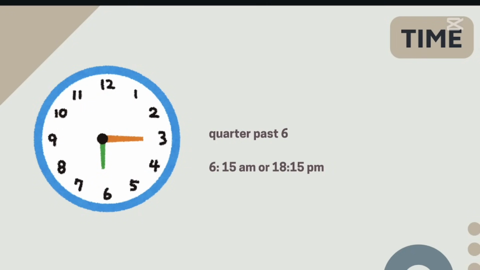So I have here also another example. So the hour hand of the clock is pointing now on 6. So this is quarter past 6, or simply 6:15 a.m. if it's in the morning, or 18:15 p.m. if it's in the afternoon.